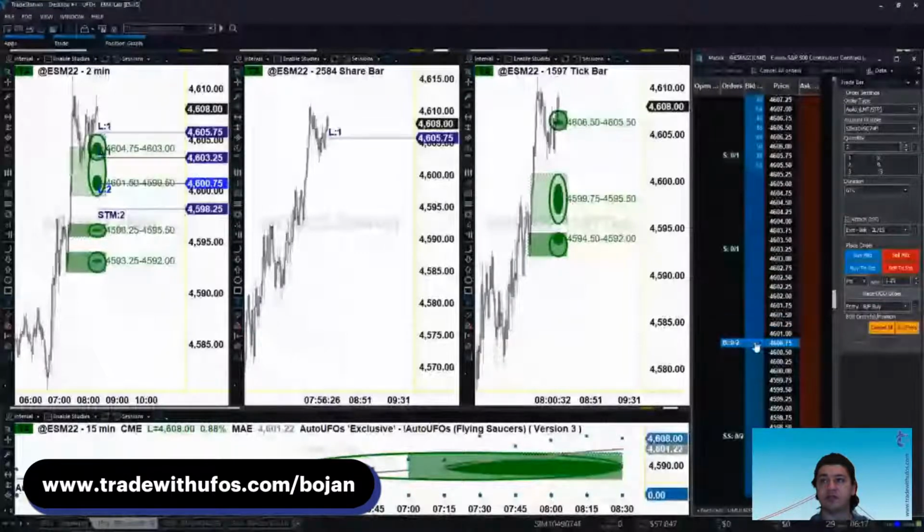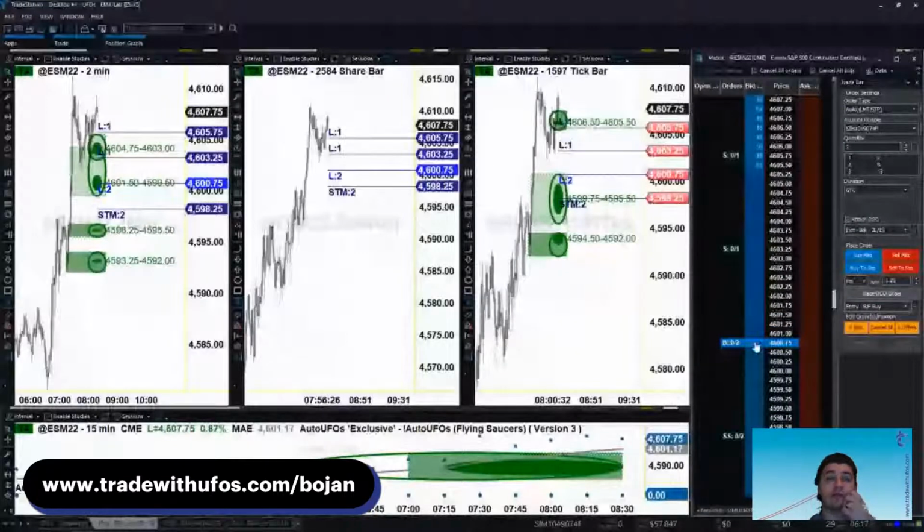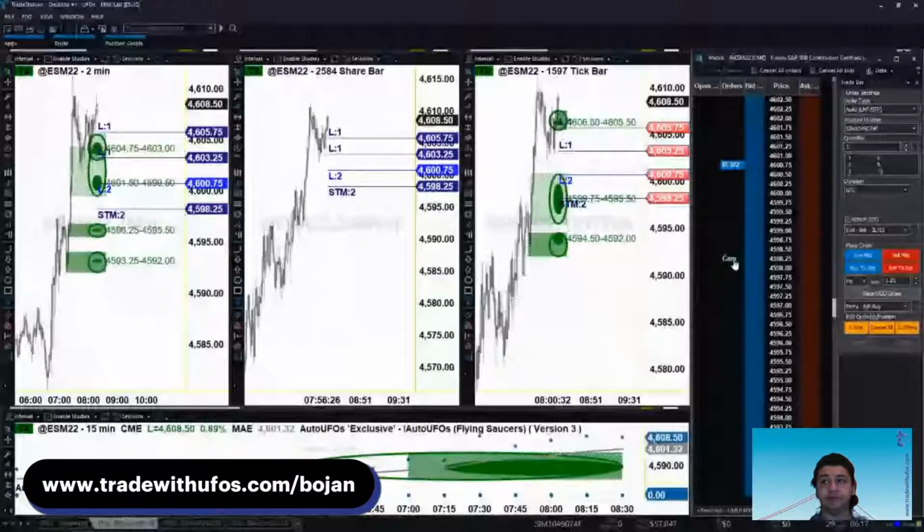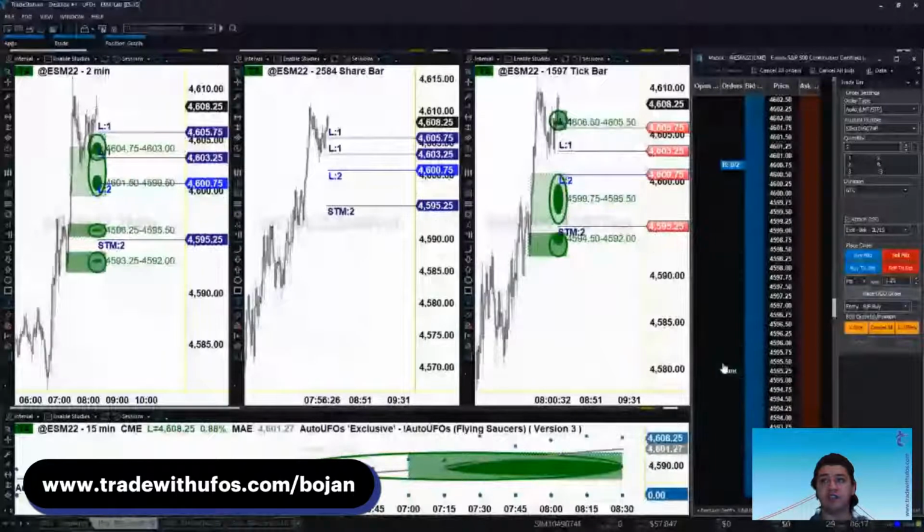4,675. That's our entry point. Interestingly enough, we do have a couple other UFOs here. However, we're getting in on this one. So our stop is going to be at 4595.25, right below the UFO. And as we see, we actually capture another UFO down here as well.